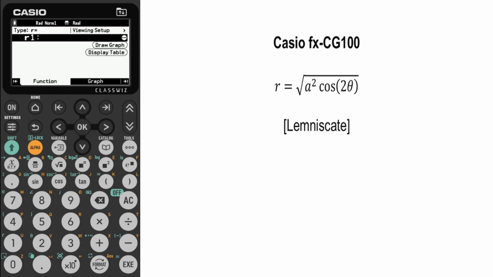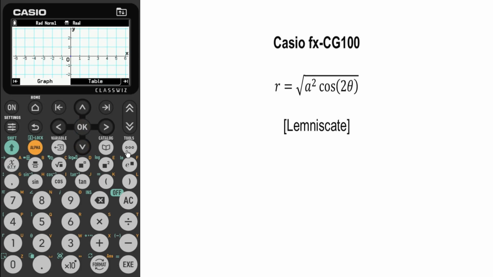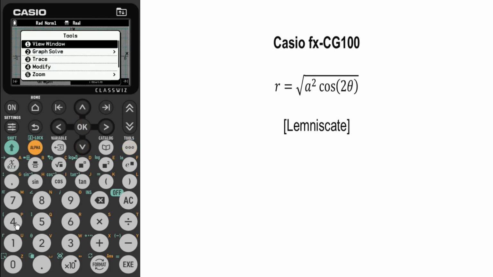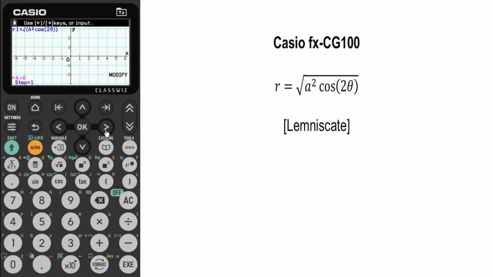Let us draw the graph of r equals the square root of a squared cos 2 theta. This is known as a lemniscate curve. Let's input this into our calculator. We have r equals the square root of a squared multiplied by cos 2 theta. Let's draw this graph. If I press the tools key and the fourth option for modify, let's vary a. You can see we have a loop as such, and the radius of this is a.